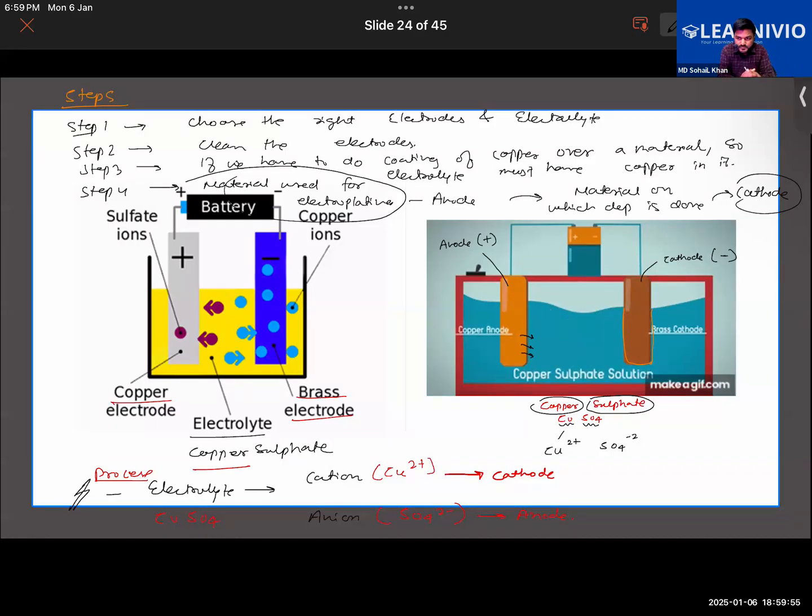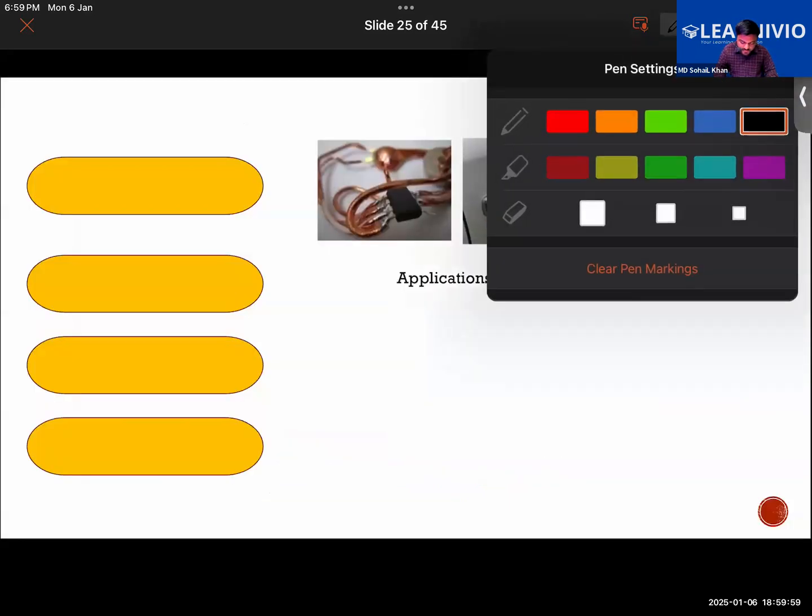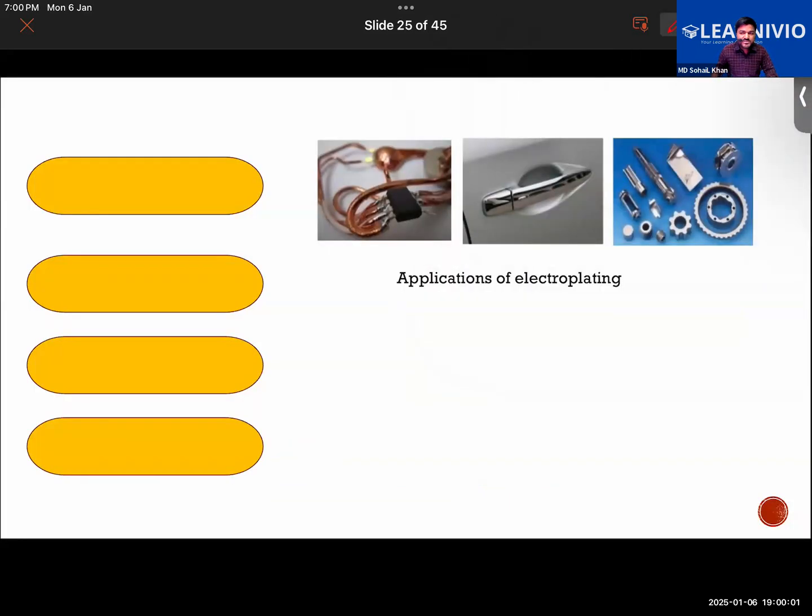No, sir. Okay, good. Talking about some of the applications, it has various applications. The very first thing is, take a look at the given images. We see various kinds of kitchen equipment, bathroom taps.